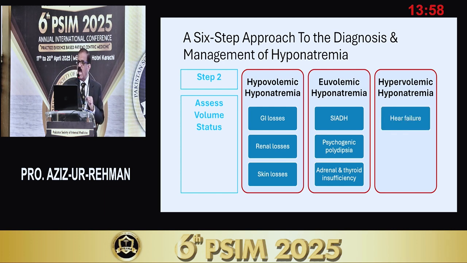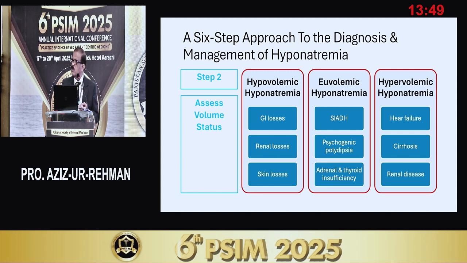Then we may have hypervolemic hyponatremia, like a patient with heart failure. They have all the features of volume overload, patient with cirrhosis, patient with renal diseases, renal failure, nephrotic syndrome. So based on this, I think you will put hyponatremia in one of these three categories.